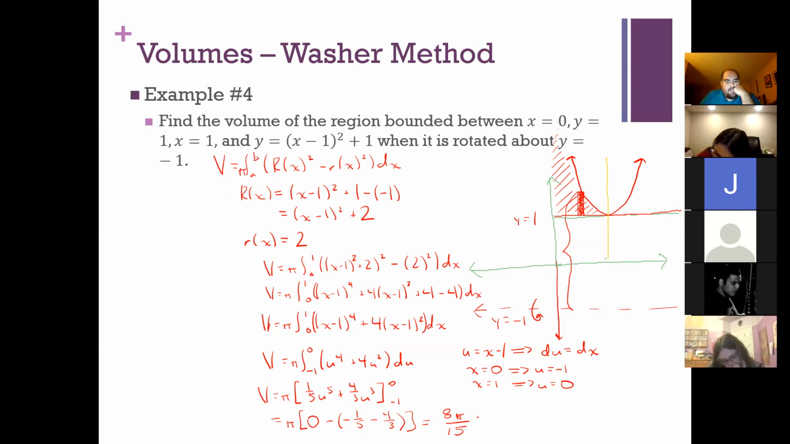Actually, I think it should be bigger than that. 23 over 15 pi. Yeah, that's what I'm seeing. Rios, I think you have a sign flip somewhere. Yeah, I agree with 23 pi over 15. Oh, got it.